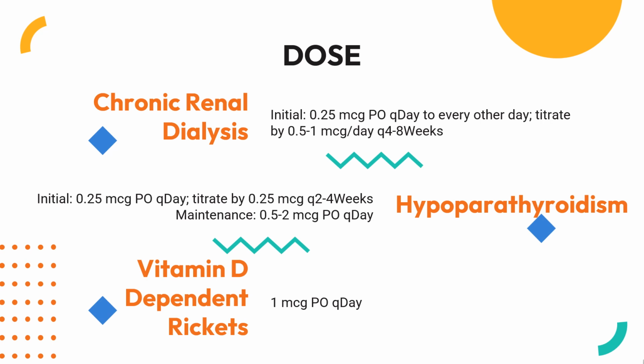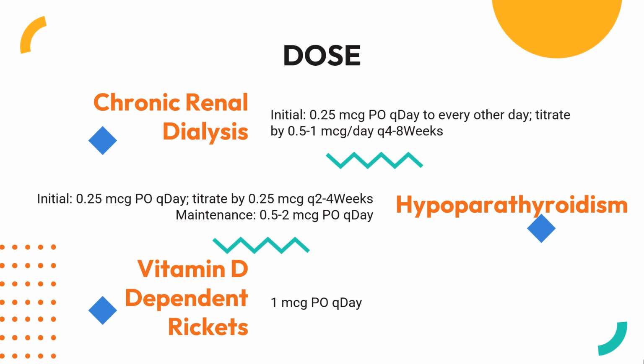Hypoparathyroidism/pseudohypoparathyroidism. Initial, 0.25 micrograms PO/day, titrate by 0.25 micrograms every 2 to 4 weeks. Maintenance, 0.5 to 2 micrograms PO/day. Secondary hyperparathyroidism. Moderate to severe kidney disease. 0.25 micrograms per day PO, increased to 0.5 micrograms per day. Lower doses of 0.25 micrograms 3 to 4 times per week are also used.